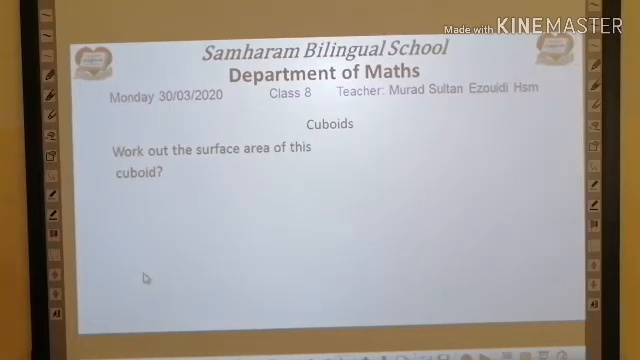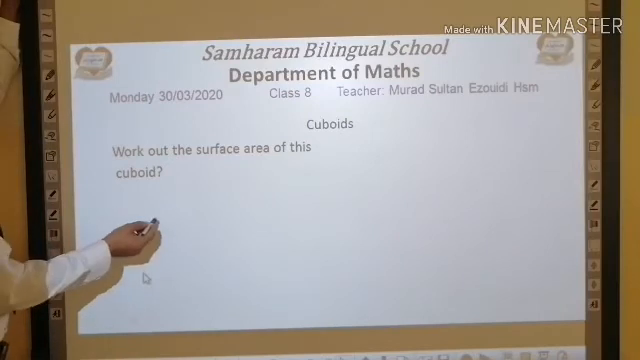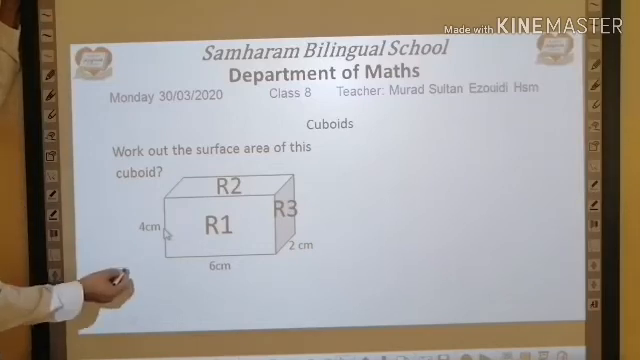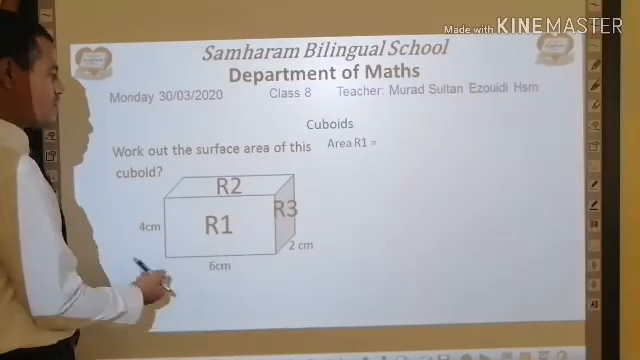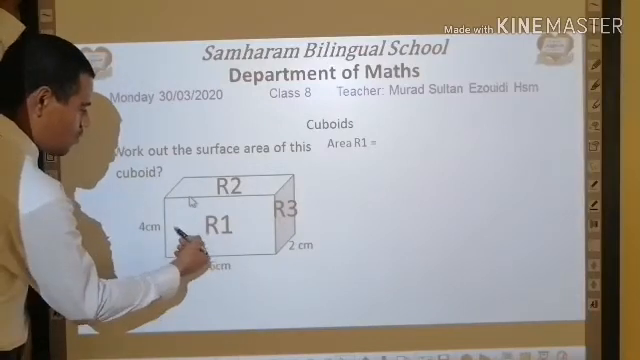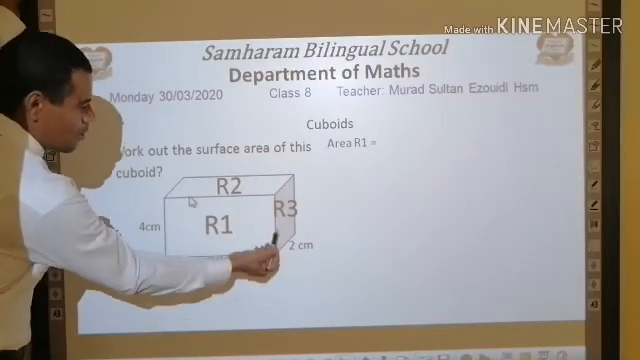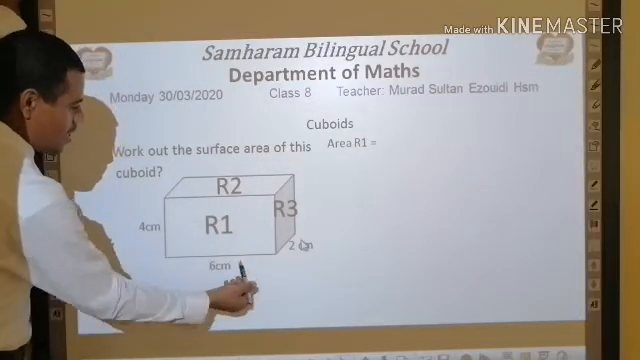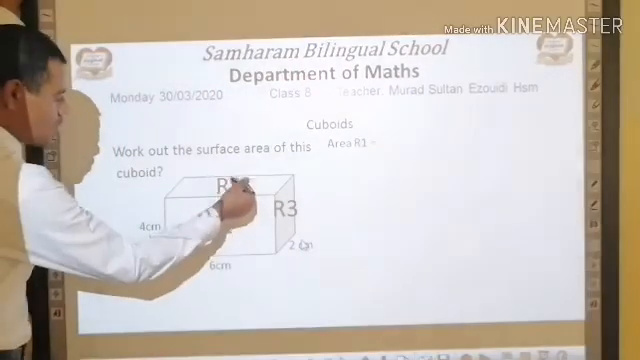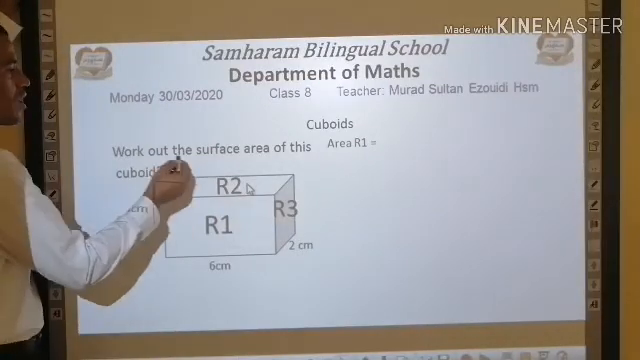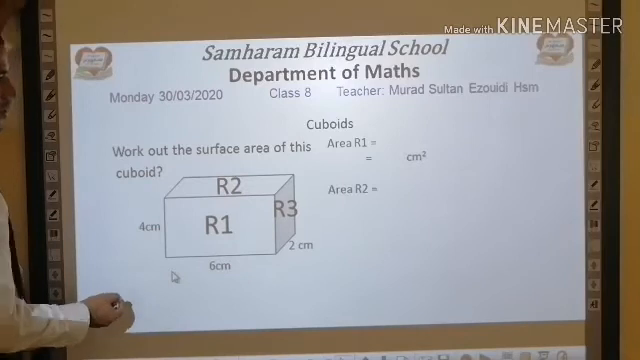Now move to the cuboid. Work out the surface area and the volume. Look here, we have a cuboid. In order to work out the surface area, you calculate the area of this rectangle, then multiply by 2 because we have 2 rectangles of the same shape. And also rectangle number 3, 2 multiplied by 4. Then multiply by 2 because we have 2 rectangles. And at the top and the bottom is the same rectangle, 2. So the area of rectangle 1 is what?